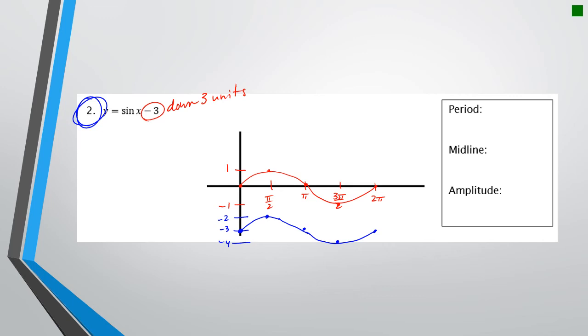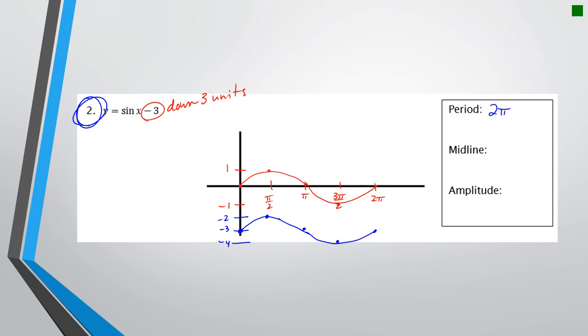Okay, now the period of this graph, this is asking what's the length of one cycle, one of those patterns, and that is between 0 and 2 pi, which is actually going to be the case for all of these problems today. So the period is 2 pi.